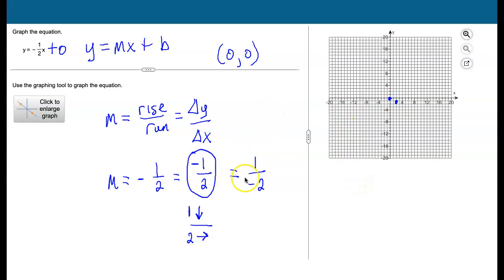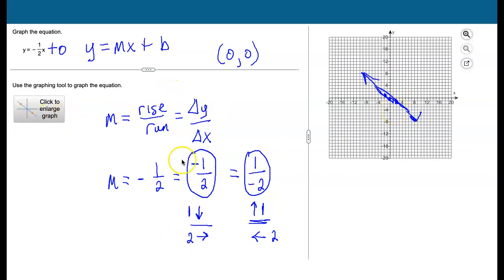Okay. If I interpret this the other way, this says that I need to go up 1 unit and then to the left 2 units. So from the origin, if I go up 1 unit and then to the left 2 units, I should have a point right there, and my line should look something like this. Okay. No, it's not pretty, but that's what the line should look like.